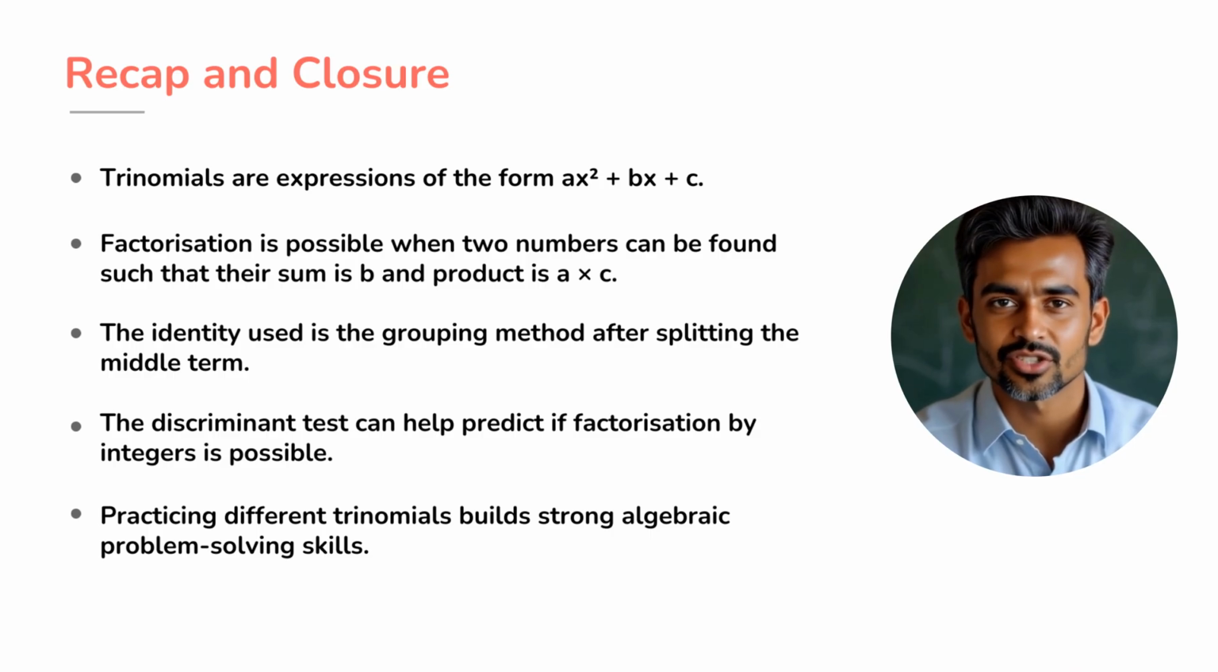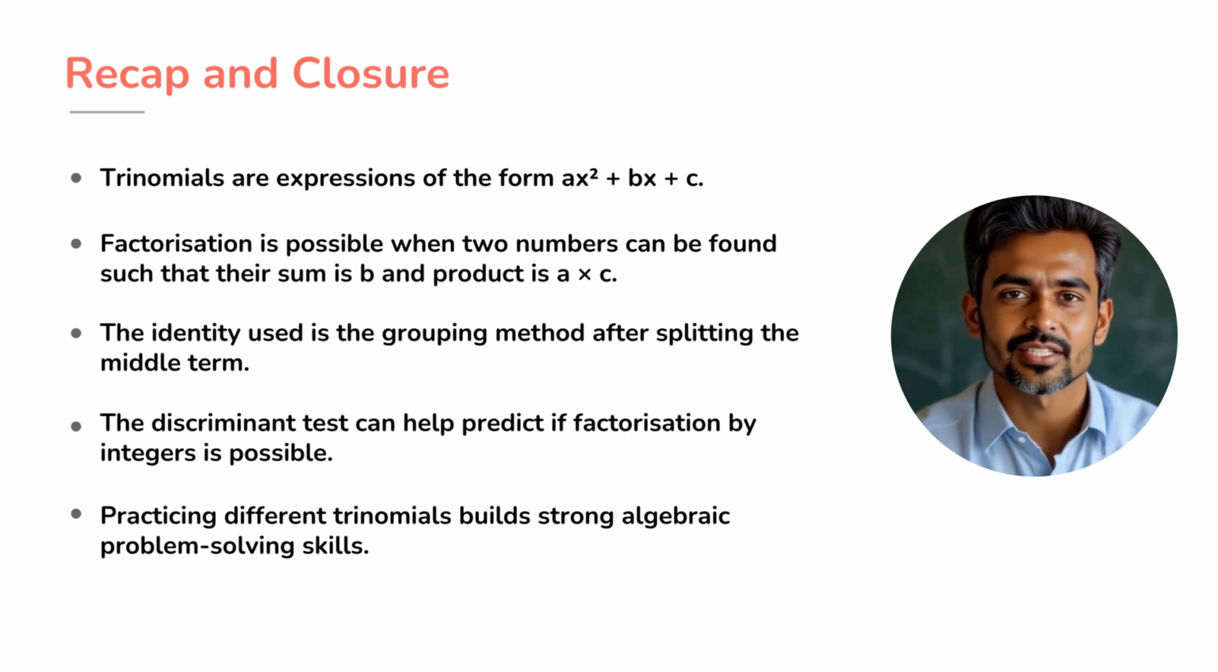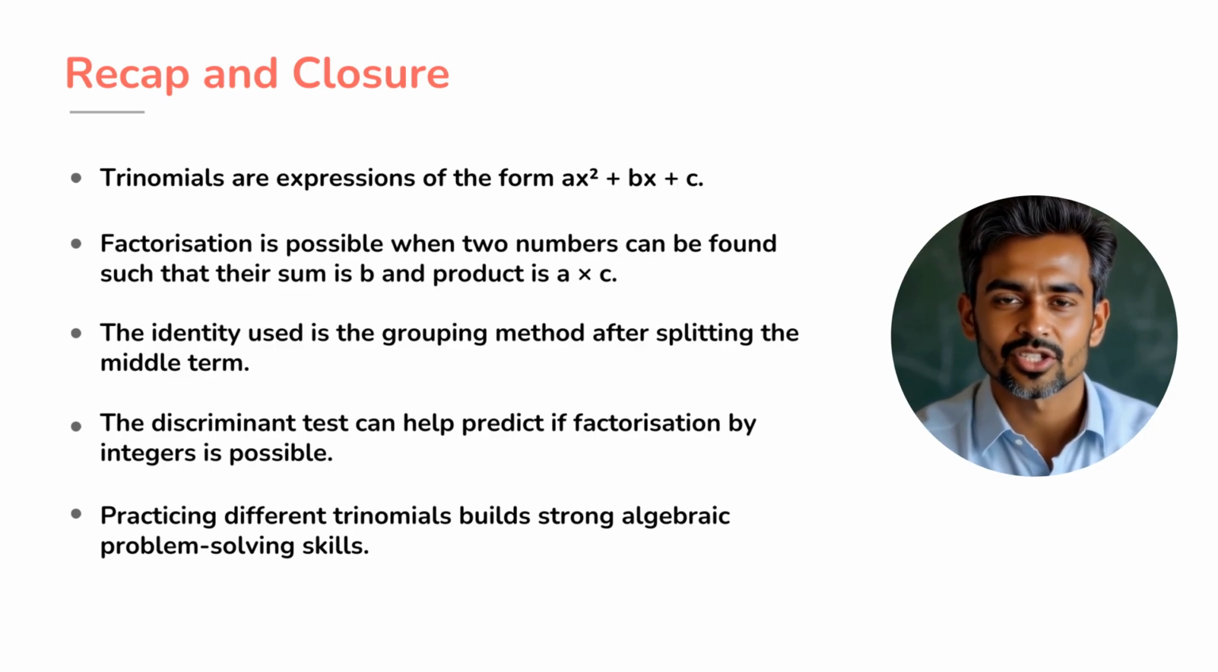Let's quickly revise what we've learned about factorizing trinomials. We focused on expressions of the form ax squared plus bx plus c. To factorize, find two numbers whose sum is b and product is a multiplied by c. Split the middle term using these numbers. Group and factor. Optionally, use the discriminant test D equals b squared minus 4ac to check if factorization is possible. This method is powerful and appears everywhere in algebra, from solving quadratic equations to simplifying expressions in coordinate geometry. And that's the foundation of how we factorize trinomials using the splitting the middle-term method.